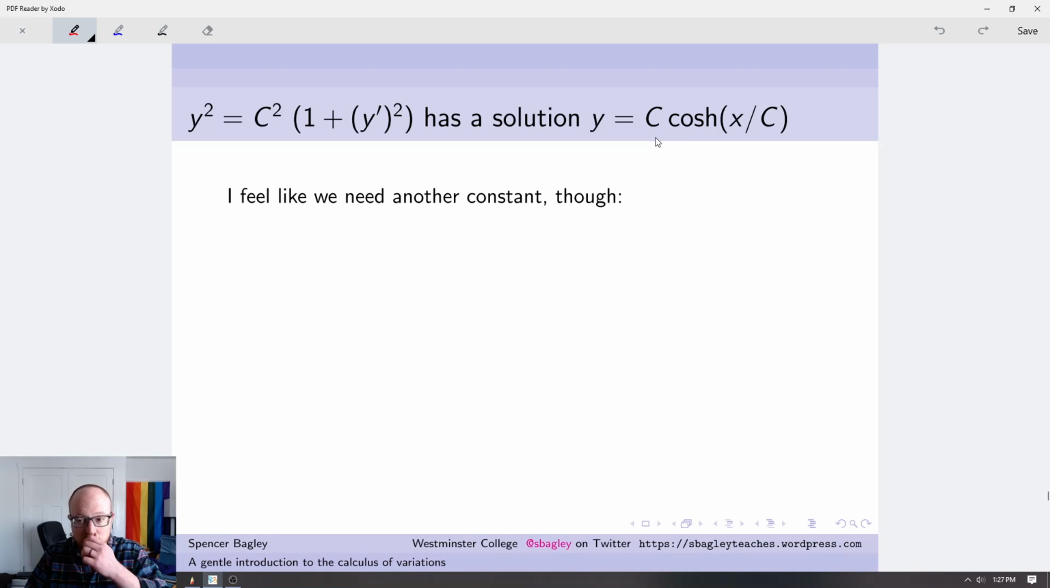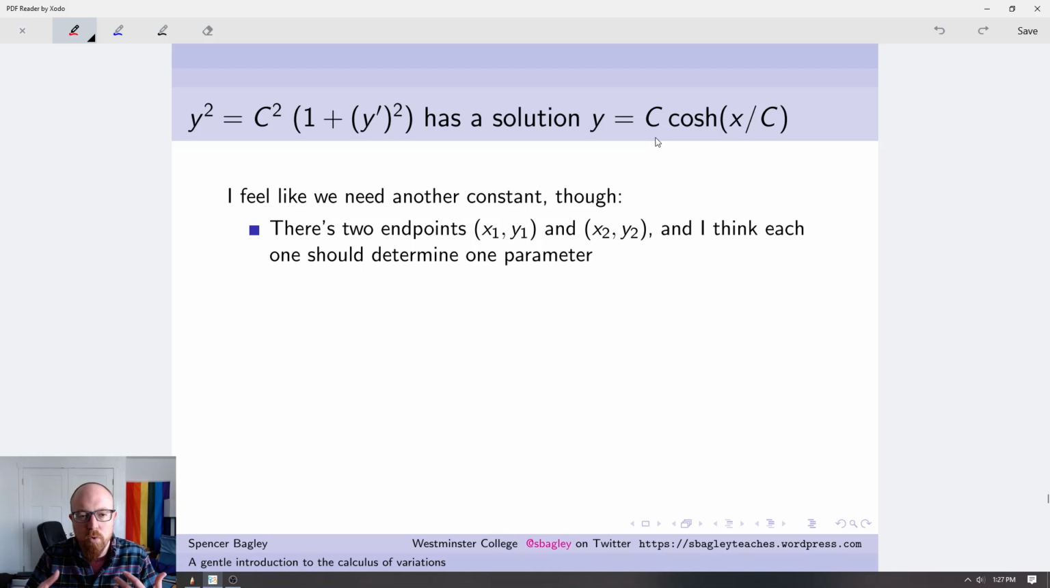I have a constant, but there were several parameters, right? There were several free choices that we had when we were setting up the problem. Specifically the 2 endpoints. I could move any one of the endpoints around however I wanted. And so I feel like my general heuristic is that each free choice that I have ought to correspond in some way or help determine one parameter. So since I have these 2 free choices, I should probably have 2 parameters.